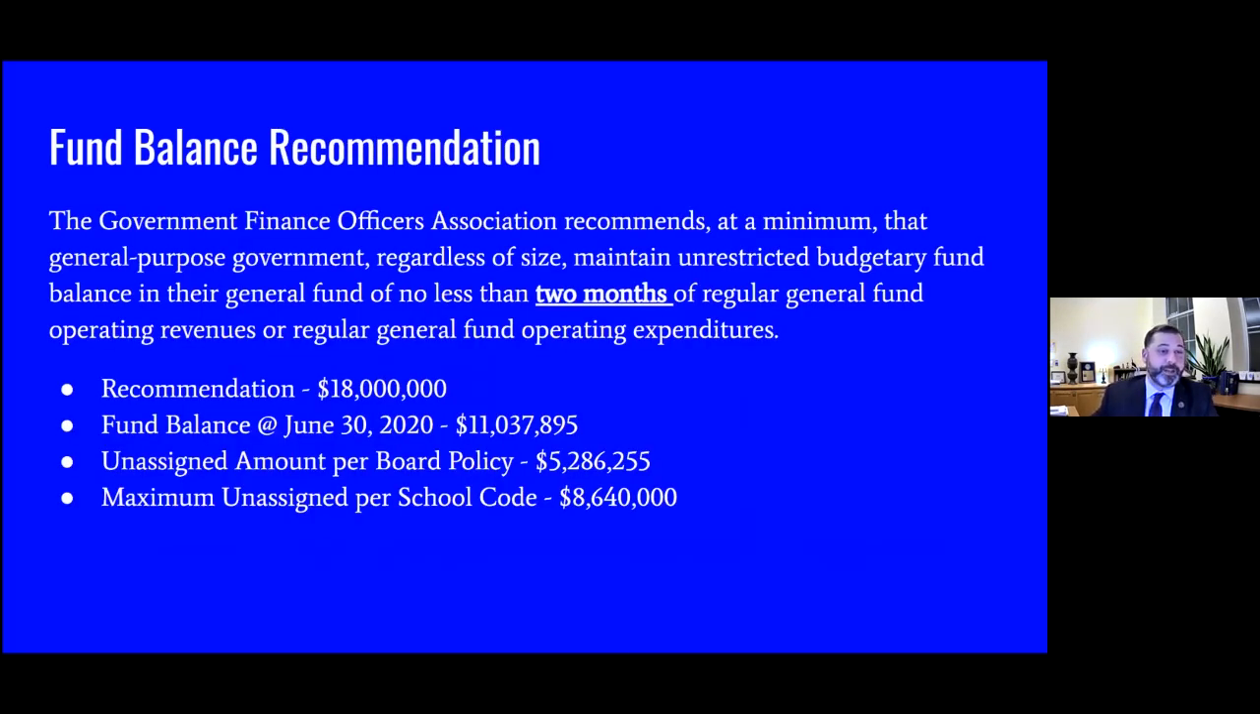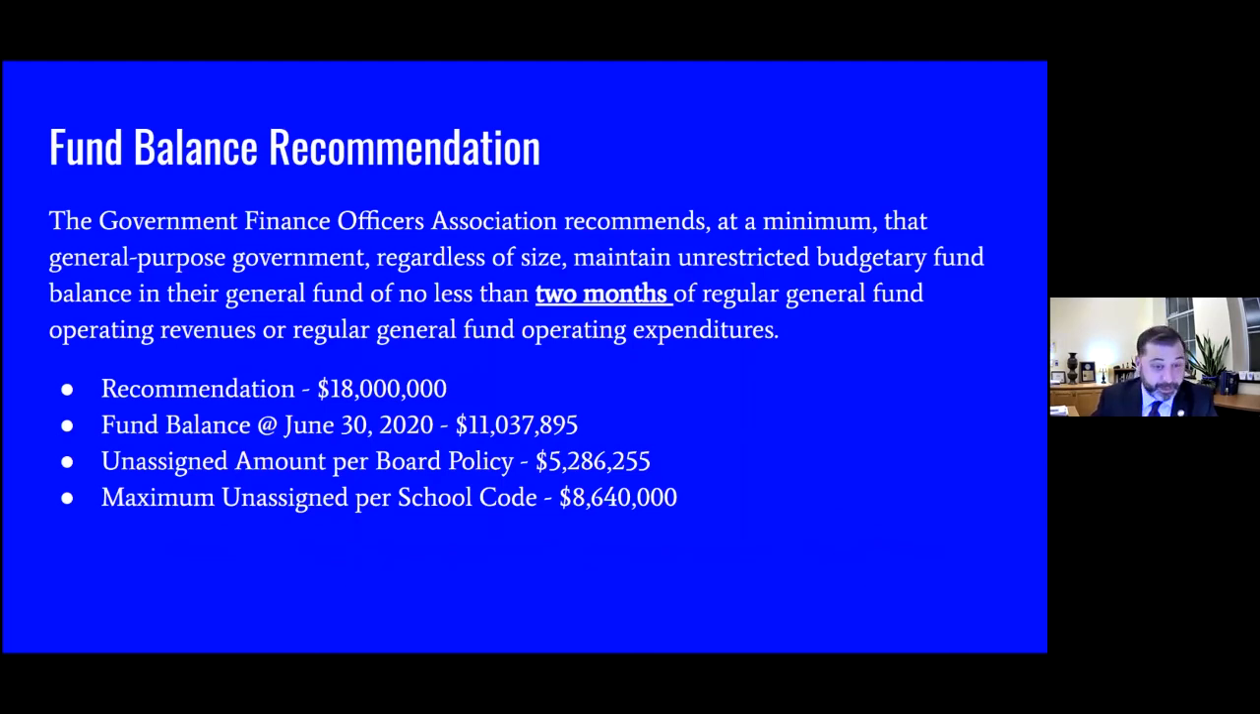So just a couple lines about fund balance. The GFOA is an organization I hold near and dear to my heart, and it's where a lot of my professional development comes from. But the GFOA recommends at minimum that a government has at least 2 months of bills in reserve in their fund balance. So their recommendation, again, is over $18 million. We pay about $9 million a month in bills. Currently, our fund balance at June 30th, that's our last audited figure, is just over $11 million.